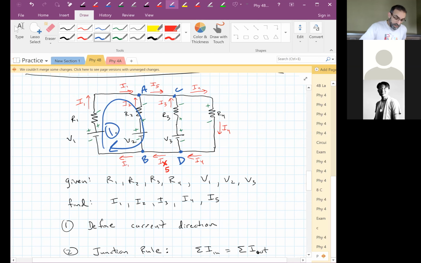Now I draw a loop over here. I need to get every device included in my loops, right? So I'm going to draw a loop over here. I'm going to use green. I'm going to do this loop. I got V3, R3, and R4.